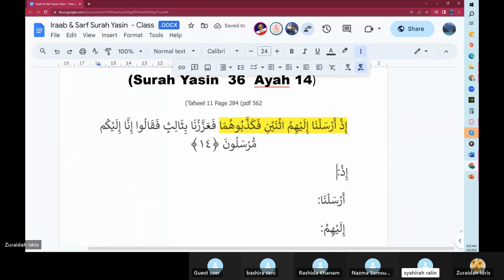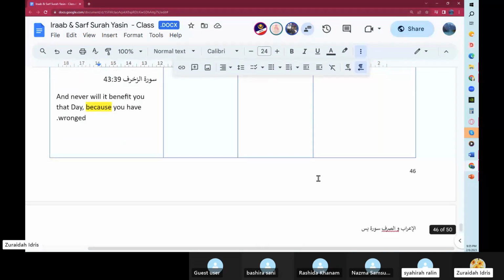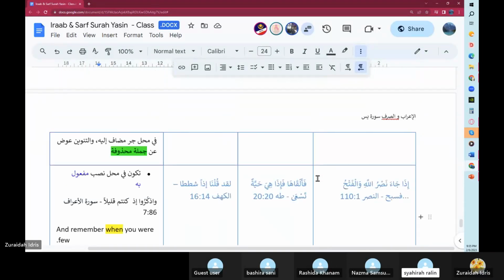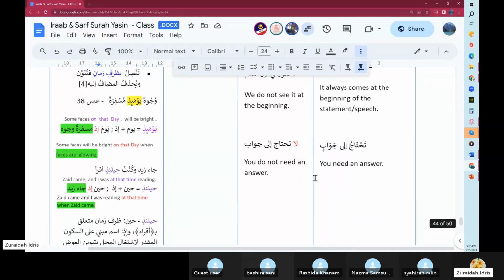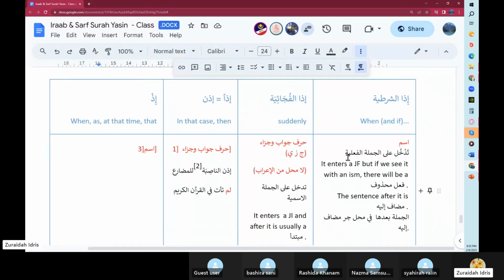All right. I have some questions about the is and Iza. Can I ask? Okay. First, how can we differentiate Iza that means future, the shartiya, and Iza Fujaiyah?